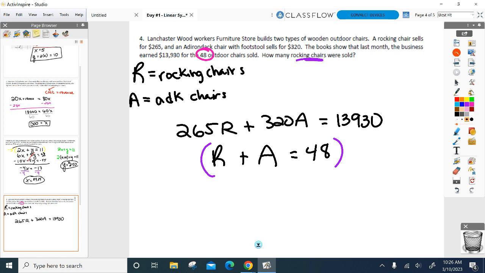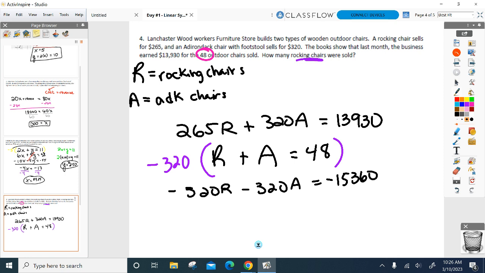So what can I multiply the second equation we made by to figure out the number of rocking chairs? Negative 320. Got it. Yes, negative 320. Hey, and is it okay if you ended up solving for A instead? Yeah, that's fine. You just got to go plug it back in to get me R. All right, distribute all the way across. Negative 320R minus 320A equals, I got to look at my, negative 15,360, I think. Yeah. Good deal.